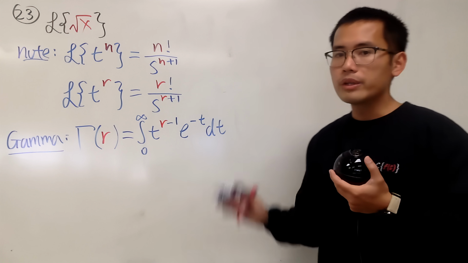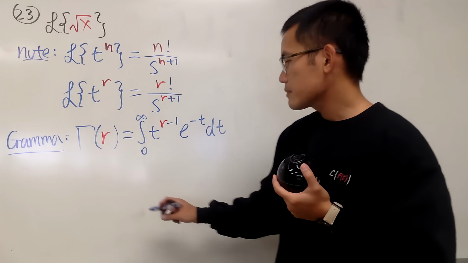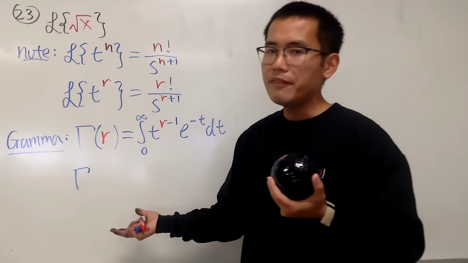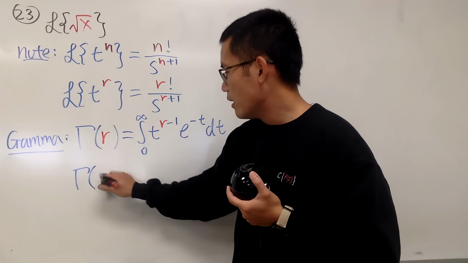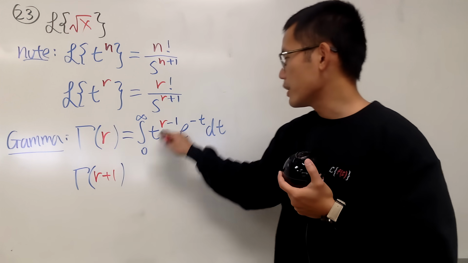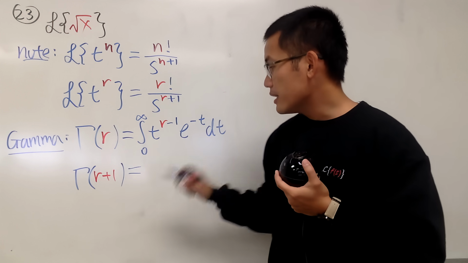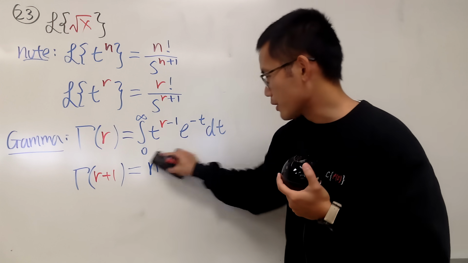Right? So this is what we call the gamma function, and the good thing is that you can say the gamma of, and you can also have the pi function, but let me just use gamma right here. The gamma of r plus 1, which is precisely you put the r plus 1 in here and just work that out. And you can just say this right here is equal to r factorial.